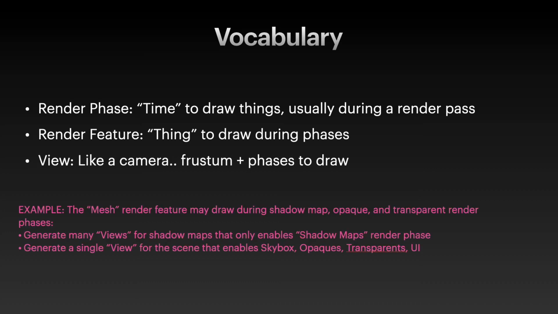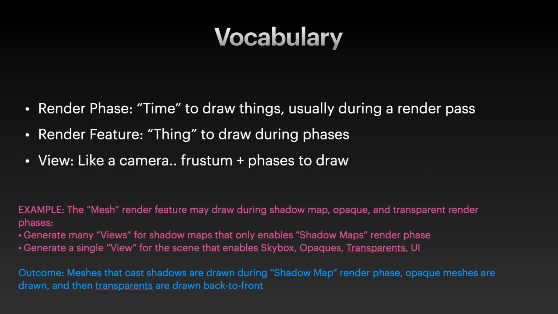For example, the mesh render feature may draw during shadow map, opaque, and transparent render phases. There might be a view per shadow map, which just enables the shadow map phase, and a single view for the scene that enables the skybox, opaques, transparents, and UI. The outcome of this is that the shadow casting meshes are rendered to the shadow maps with one shader, while for the main camera view, the meshes are drawn in the appropriate order with a different set of shaders.